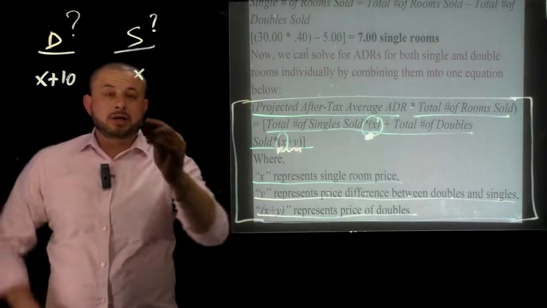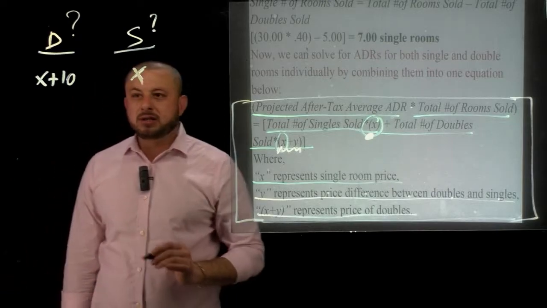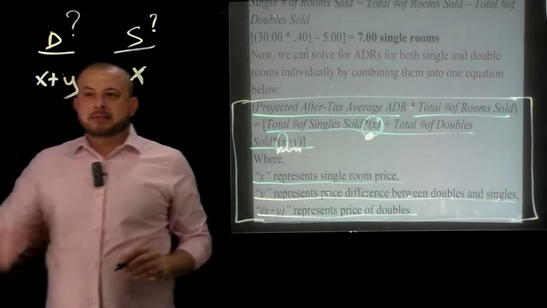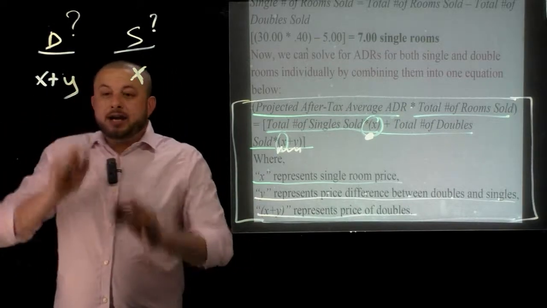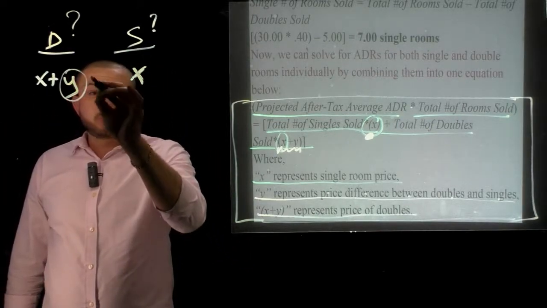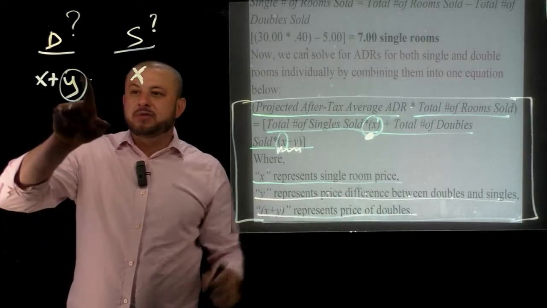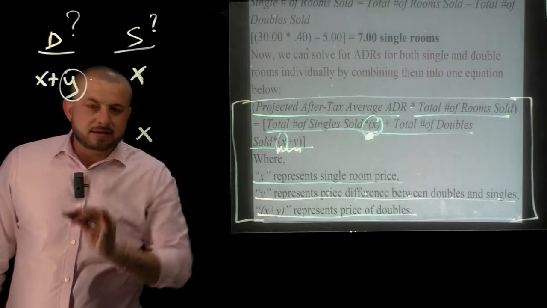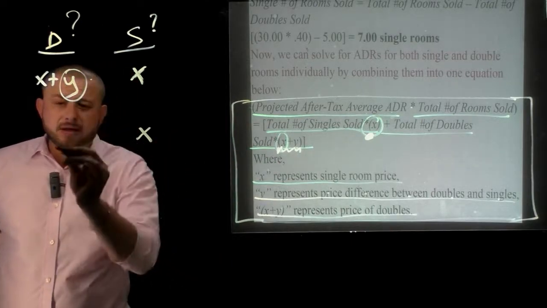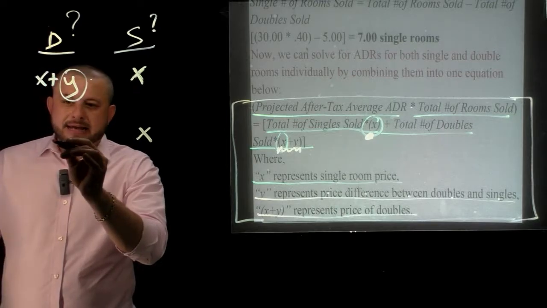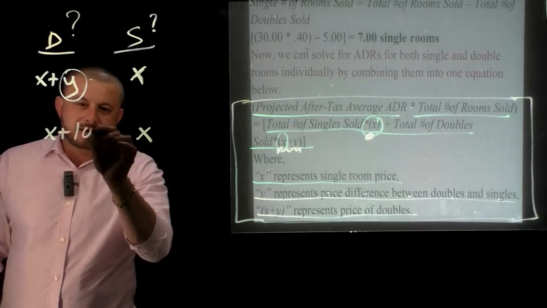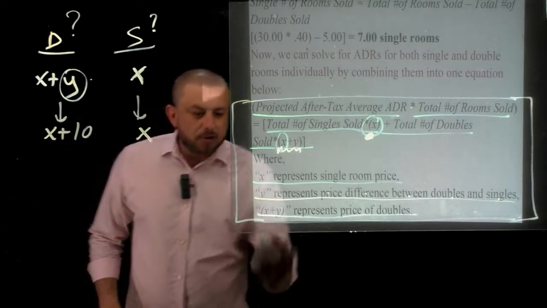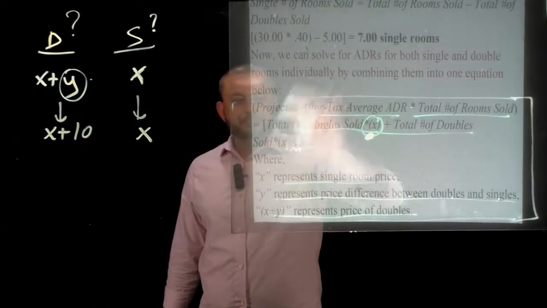So let's go back to over here. Well, X is the price for singles, okay? X plus Y is the price of doubles, and I know Y, this guy, is the price difference, take a look, price difference between doubles and singles. Therefore, singles ADR becomes the X in this equation, and the equation for the ADR for doubles becomes X plus 10 for this equation. Okay, guys? Cool? All right.